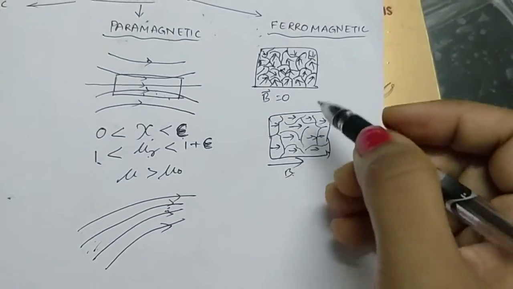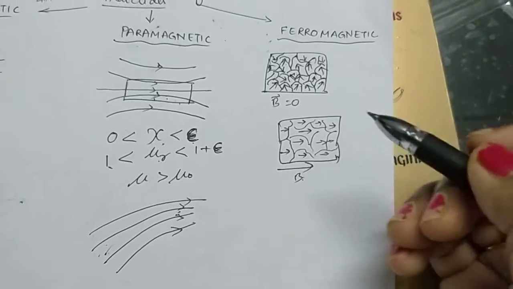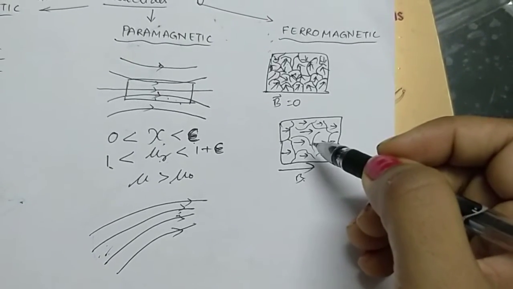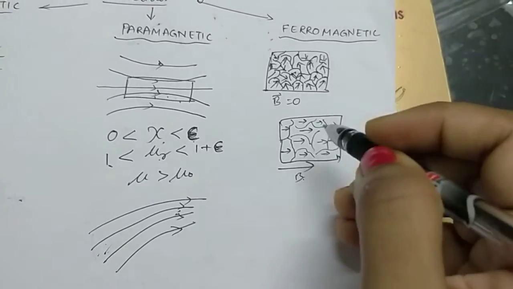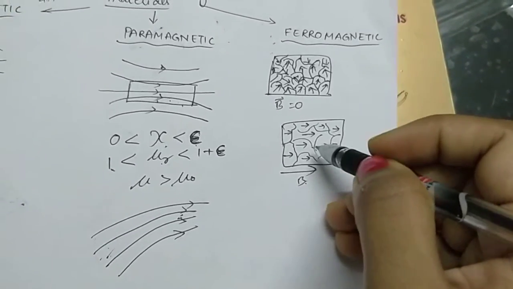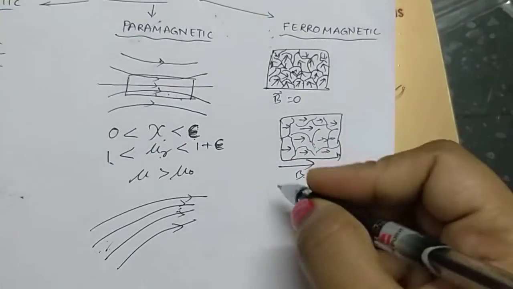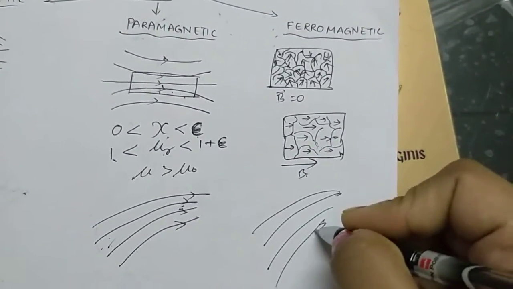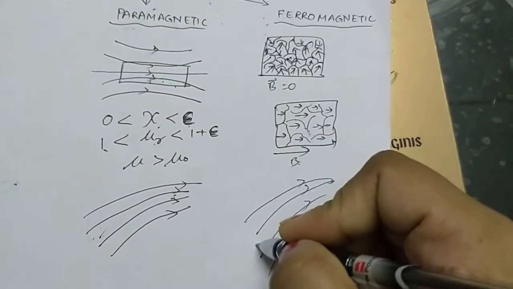So now what will happen? It will show very strong magnetism. When placed in an external magnetic field, it gets strongly magnetized, and obviously it will move from a weak magnetic field to a strong magnetic field. So if you have this kind of non-uniform magnetic field, the ferromagnetic material will move from the weak region to the strong magnetic field region.